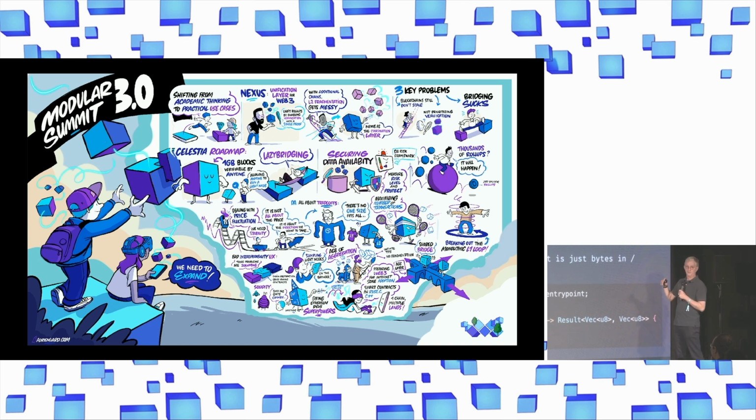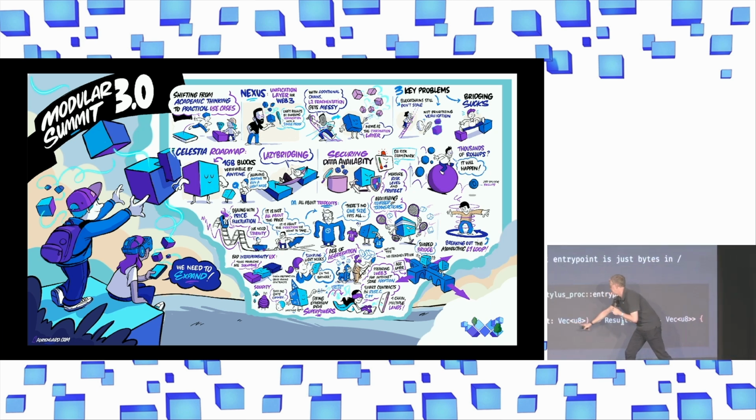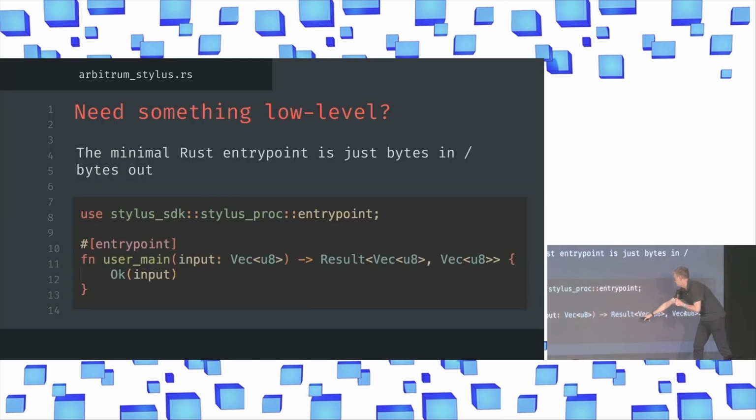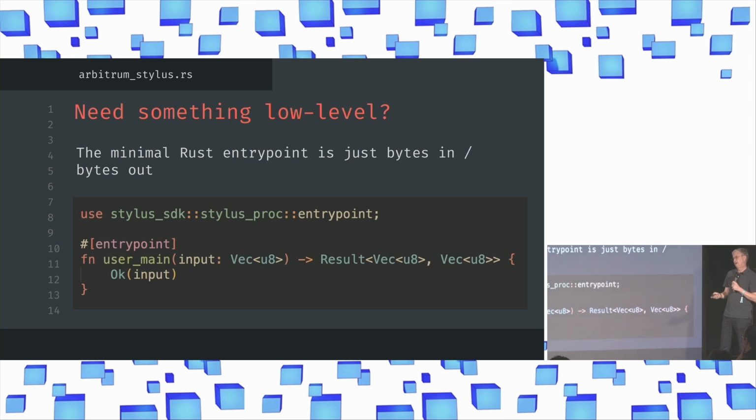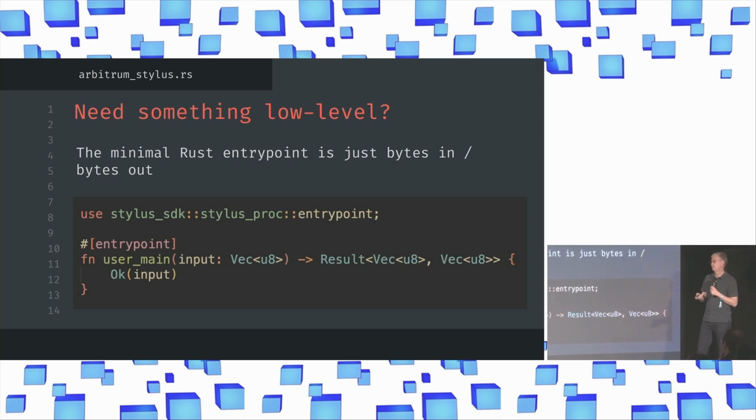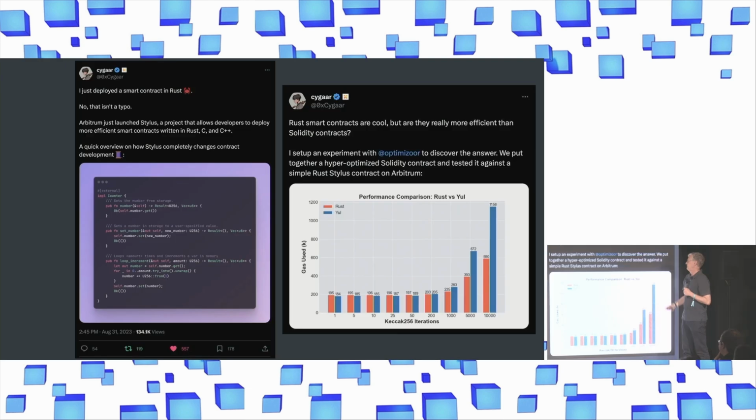What if you need something low level? Well, if you want to have really low level code, you can write like this. You can write user_main, and you take call data in and give back a result, which is either the return value or the error value. So very simple. You can just work with the bytes of call data if you want. So again, if you want to do precompile-like stuff, and you don't want to have to pay for the automatic marshalling and unmarshalling into the Ethereum ABI, you don't have to.